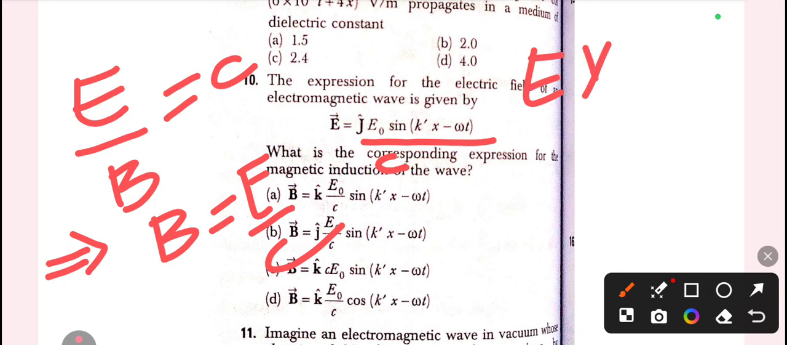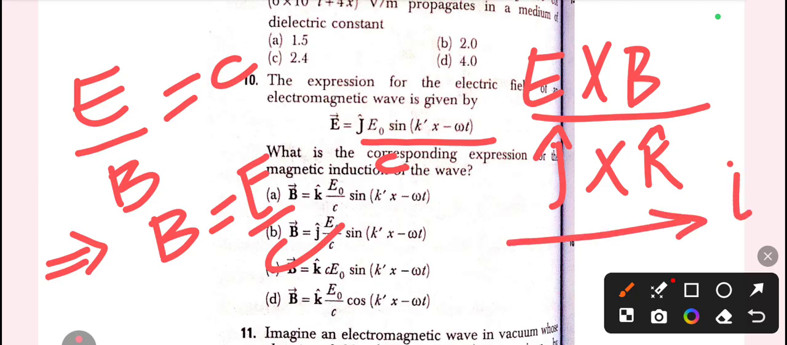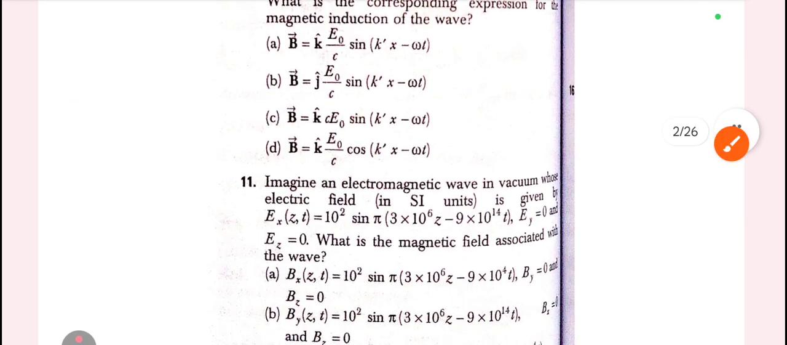E cross B gives the direction of propagation. If E is in the J direction, then B can be in the direction of K or I. Here no option has I, all options have K, so J cross I. Direction of propagation is I unit vector. Okay. Question number 11.